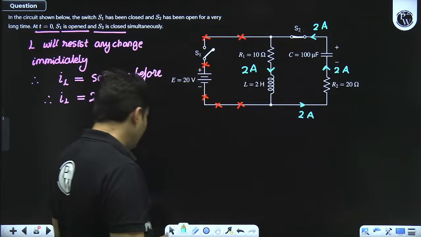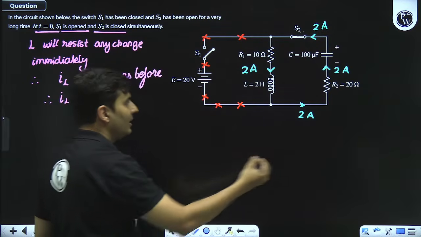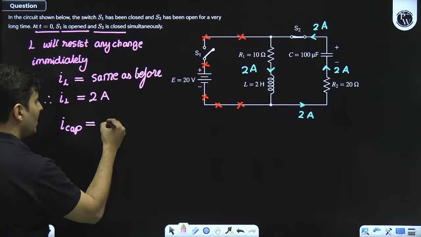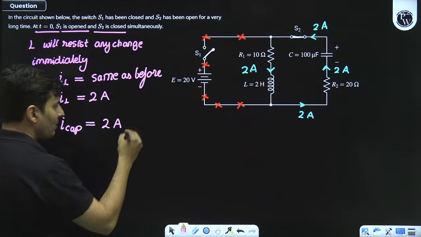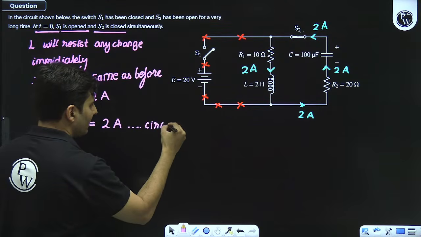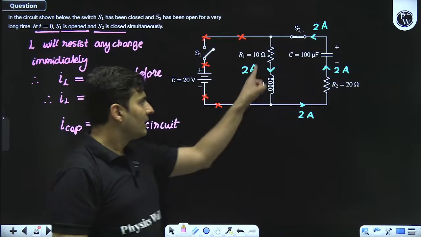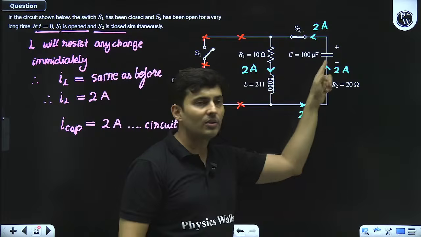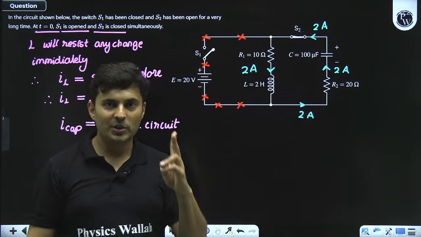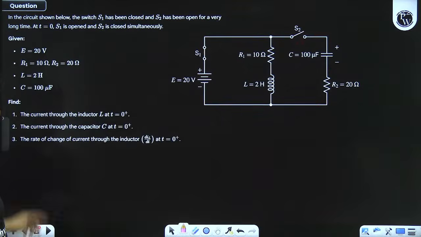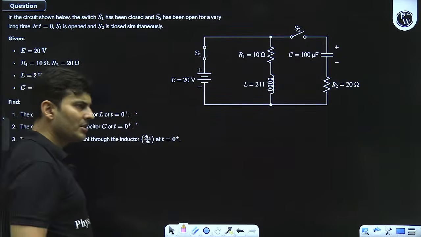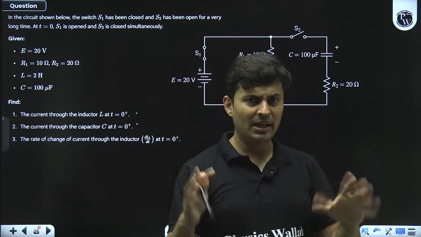So what's the current which is flowing inside the capacitor? Yep, the current inside the capacitor will also be 2 amperes because the circuit has no other path allowed. So this current has to go somewhere, so it will go inside the capacitor. So the second problem is also solved. The current through the inductor is 2 amperes, the current through the capacitor is 2 amperes. So these were actually easy questions. If it was an MCQ, you would have immediately got it.